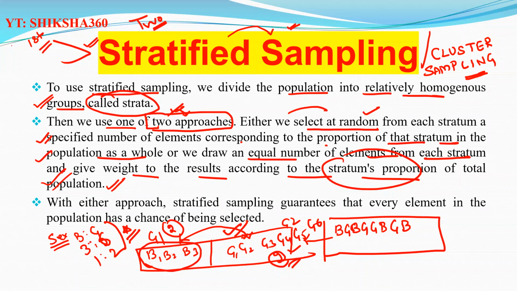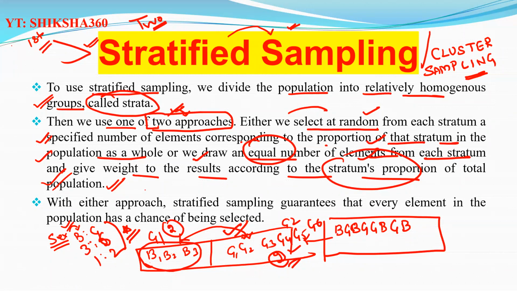So basically we can use either of the ways under stratified sampling. Either we have to give the ratio, or we have to use the proportion, or we have to draw an equal number of elements from each stratum and give weightage to the results according to the stratum's proportion of the total population.